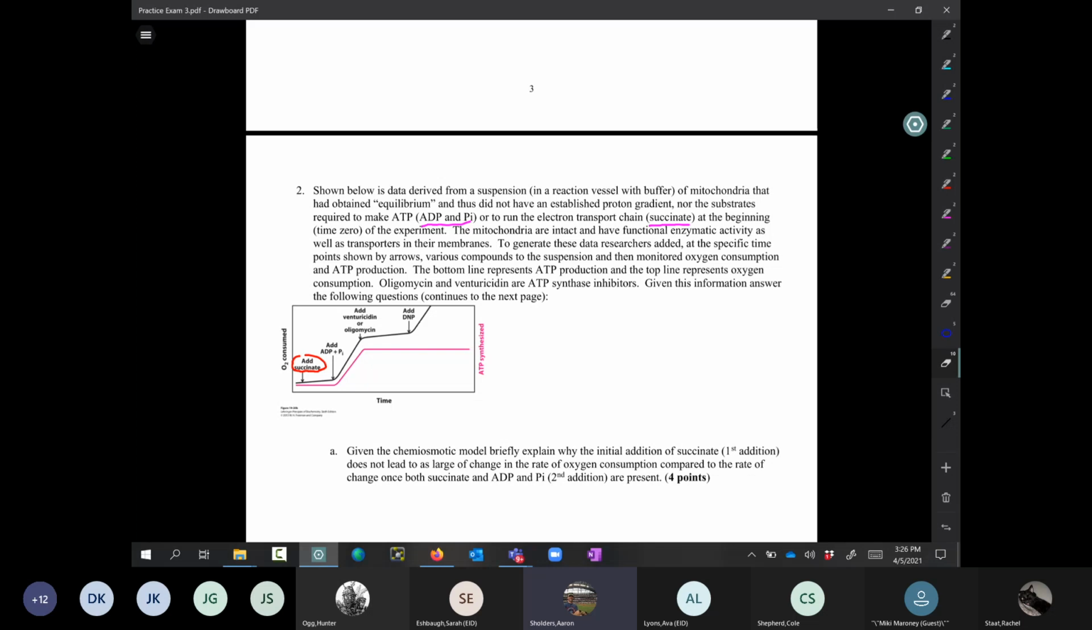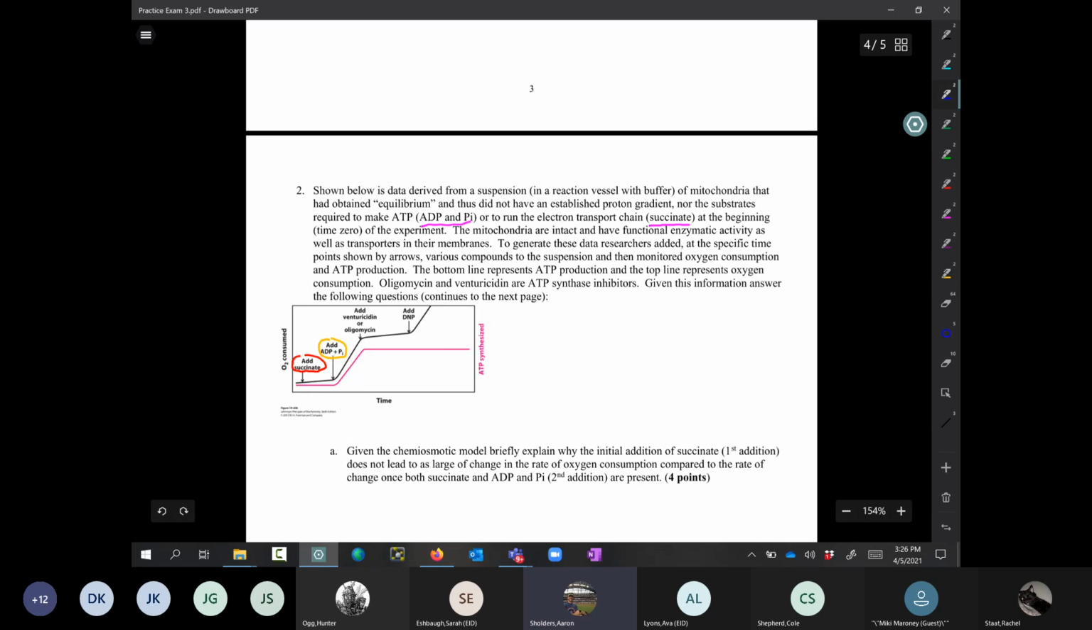Now, the next addition: add ADP and inorganic phosphate. Well, now you've given everything that the mitochondria need. They have something to run the electron transport chain. They have something to run ATP synthase. And so then what happens is that you see, first of all, oxygen consumption. That will make a proton gradient that can then be used to make ATP. So both lines go up because ATP is being made and oxygen is being consumed.